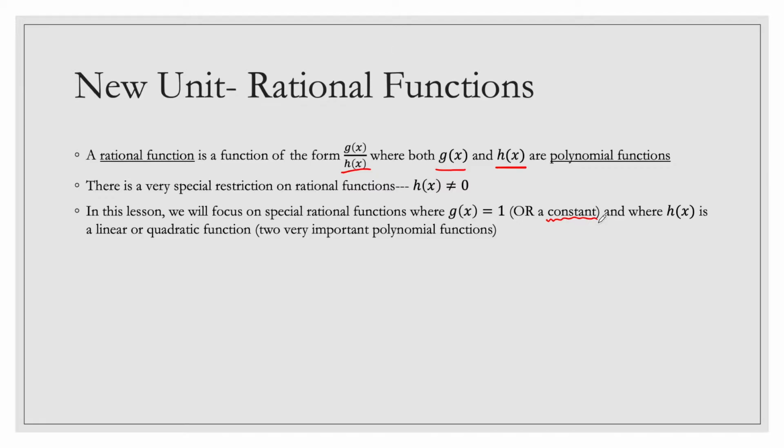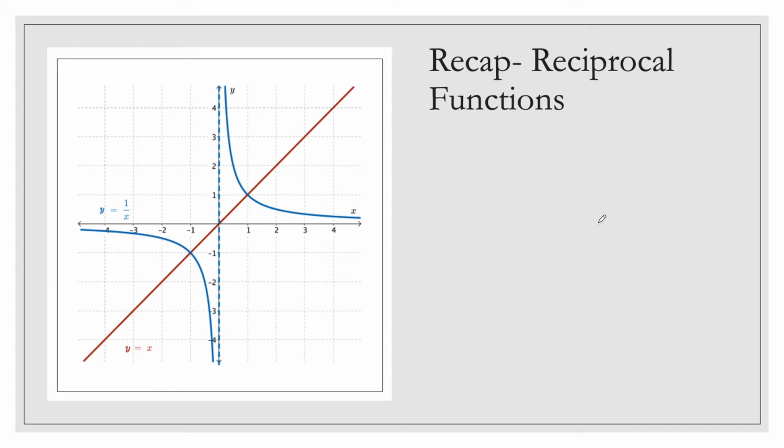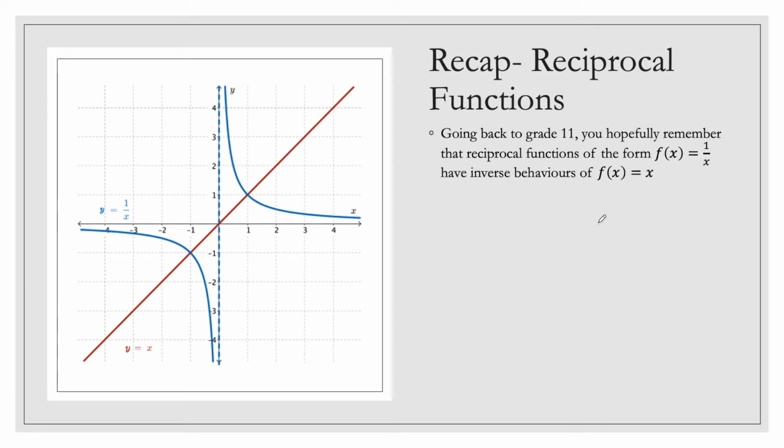So let's just start with the lesson here. A quick recap: our reciprocal function is a function of the form 1 over x, and hopefully we realize from grade 11 that it actually has the inverse or almost opposite behaviors of the linear function y is equal to x. So if this is our linear function y is equal to x, this one in blue is our reciprocal function 1 over x. And we might hopefully notice a couple things, that its behavior is quite the opposite.